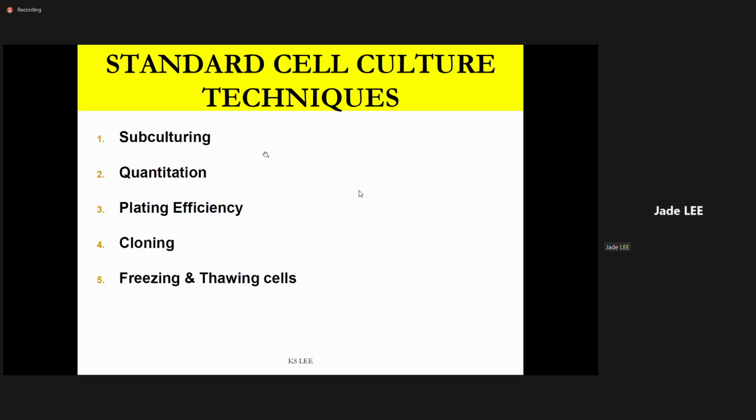So what is standard culture techniques? What are the techniques involved in standard culture techniques? Basically, standard culture technique involves subculturing, quantitation, plating efficiency, cloning, freezing, and thawing. And of course, we will discuss how to select a cell line, or cell line selection, and also the characterization of the cell line. This also will be discussed in this LU, right?